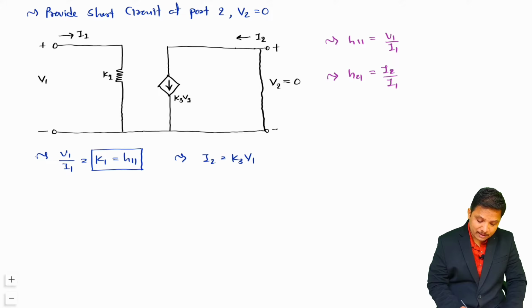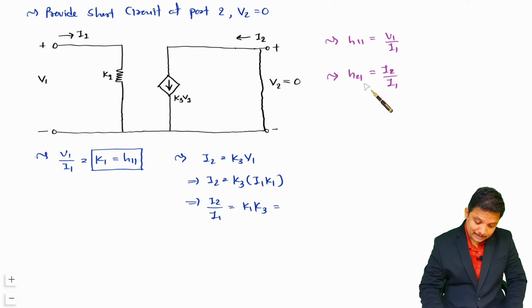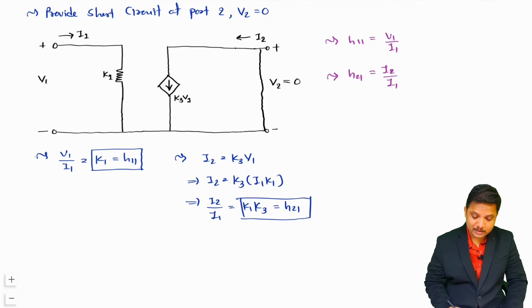Now you see what is V1? V1 is I1 H11, that is K1, right? V1 is I1 K1. So I2 is equal to K3 into V1, that is I1 K1. So I can have I2 by I1, that is K1 K3, and that is H21, right. So now I have the second H parameter.